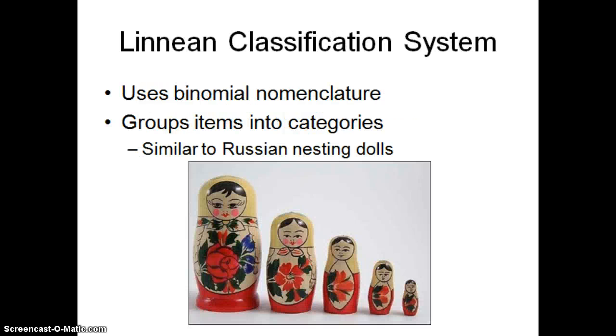So the Linnaean system, we use the term binomial nomenclature. Bi means two, nome is name, as well as nim, but binomial is two-name system.